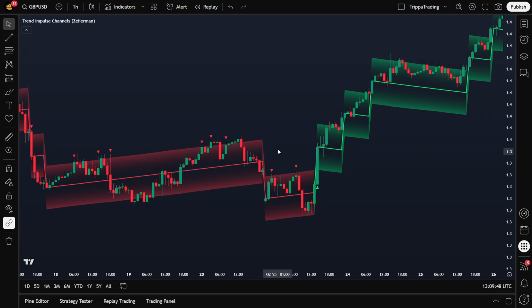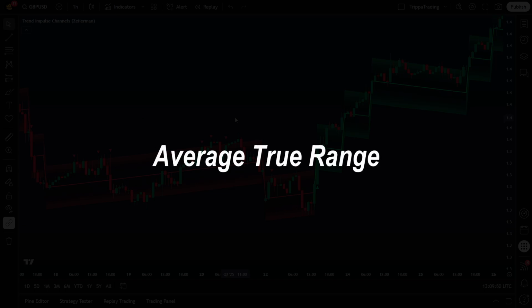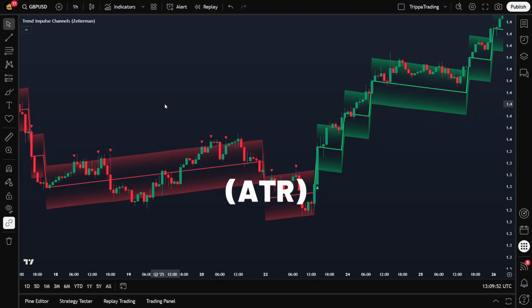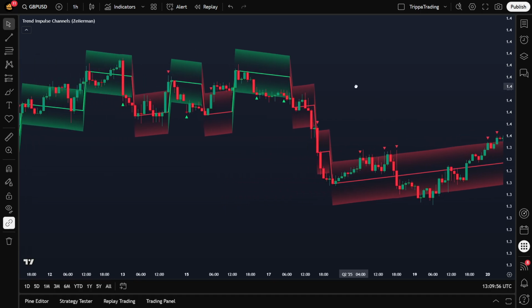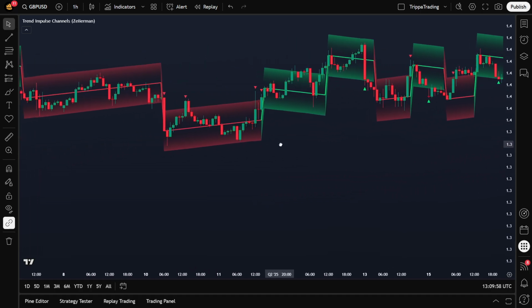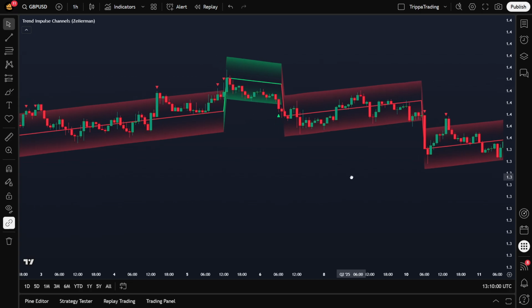This is all done using something called the average true range, or ATR, which is a common way to measure volatility. The point is, you don't have to adjust it manually all the time. It adapts to what the market is doing for you.